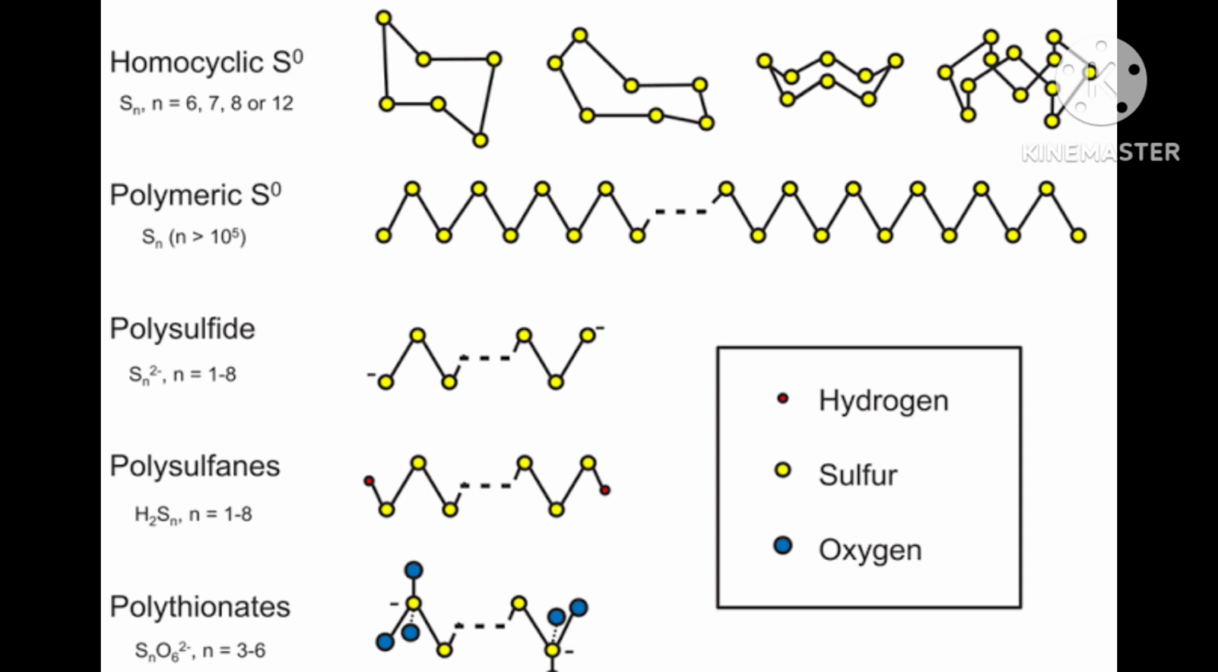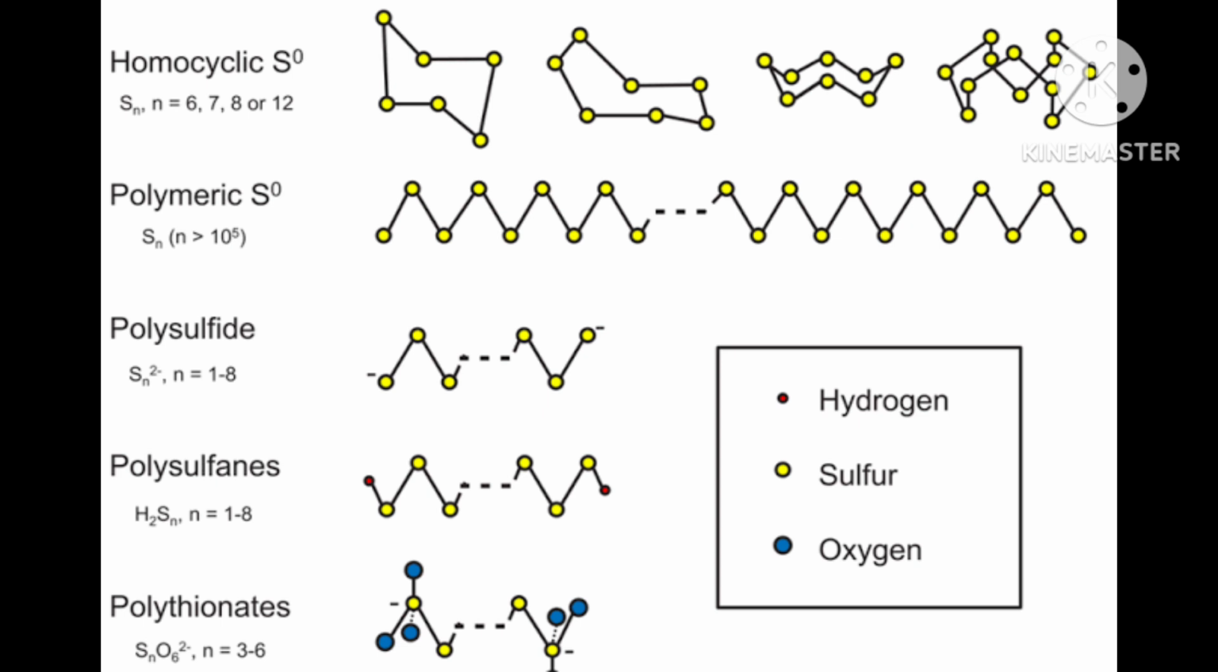Now I will tell about the properties. Sulfur dioxide is a colorless gas with pungent smell and is highly soluble in water. It liquefies at room temperature under a pressure of 2 atmospheres and boils at 263 Kelvin.